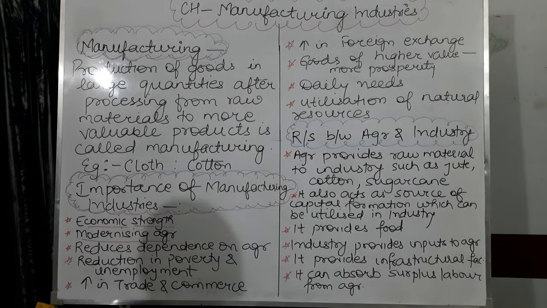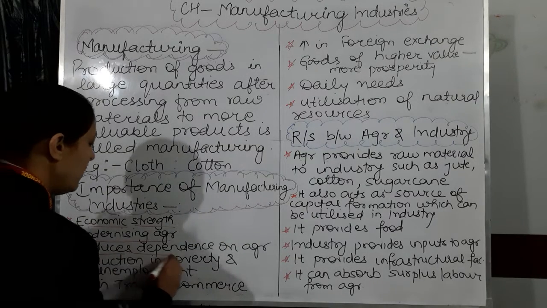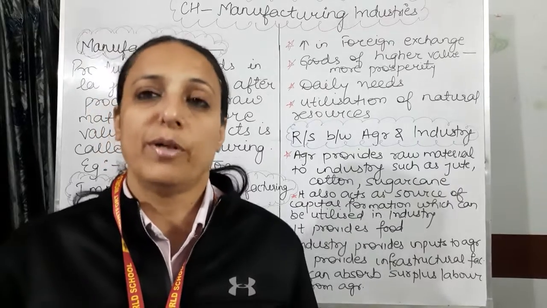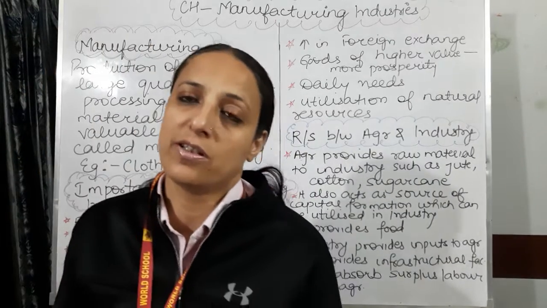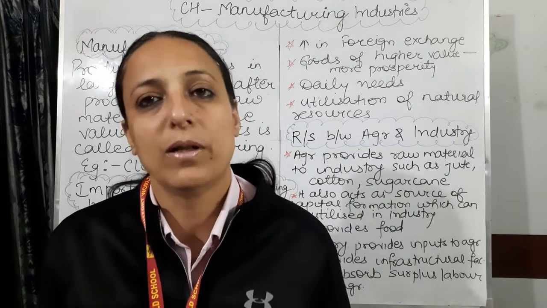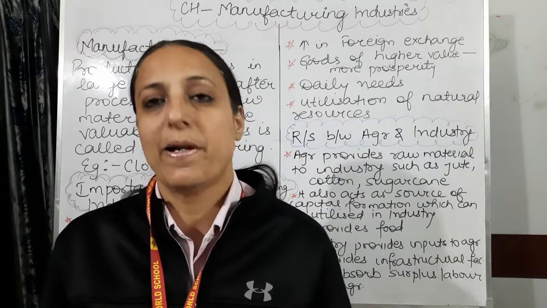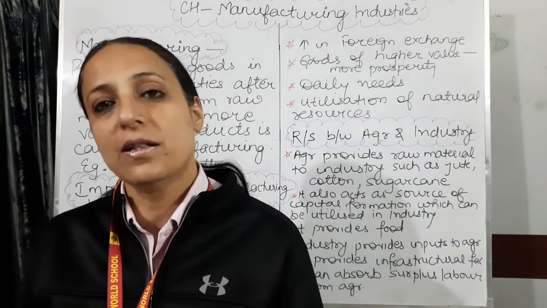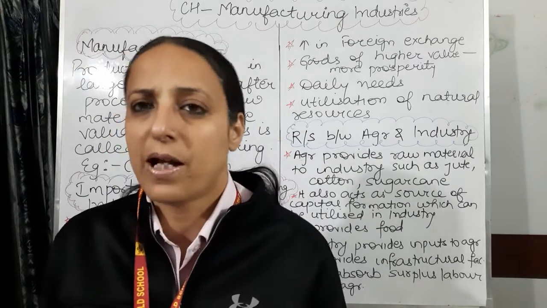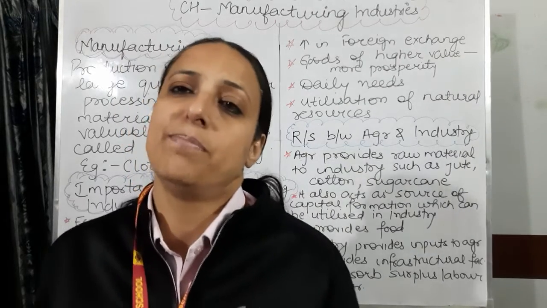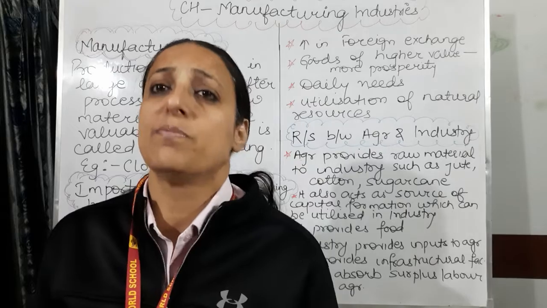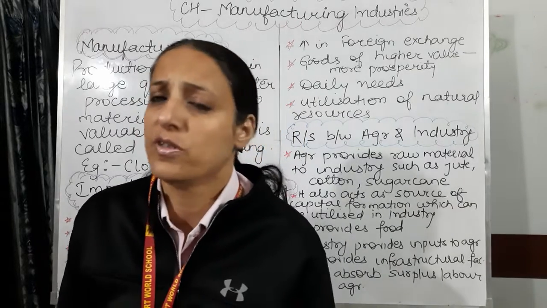Next is reduces the dependence on agriculture. If more and more secondary sector is developed, obviously the surplus labor from agriculture can be absorbed in the secondary sector. What is the problem in our country? The main cause of our poverty is over dependence on agriculture. In our country, more than 55 to 60% of the population is engaged in agriculture, but still the GDP contribution is very less from the primary sector, that is agriculture. Only 15 to 16% contribution is there. Why is this problem there? This much population is engaged, this much employment is there in agriculture, but still the contribution is very less.